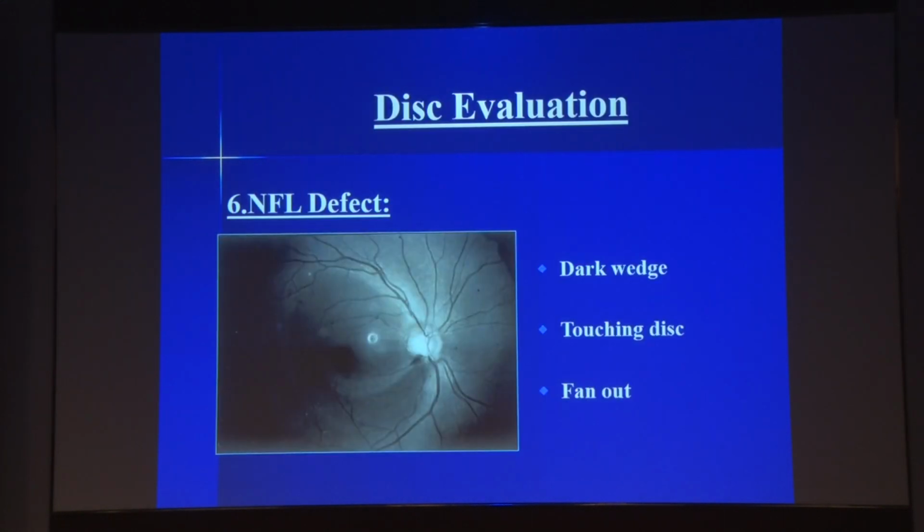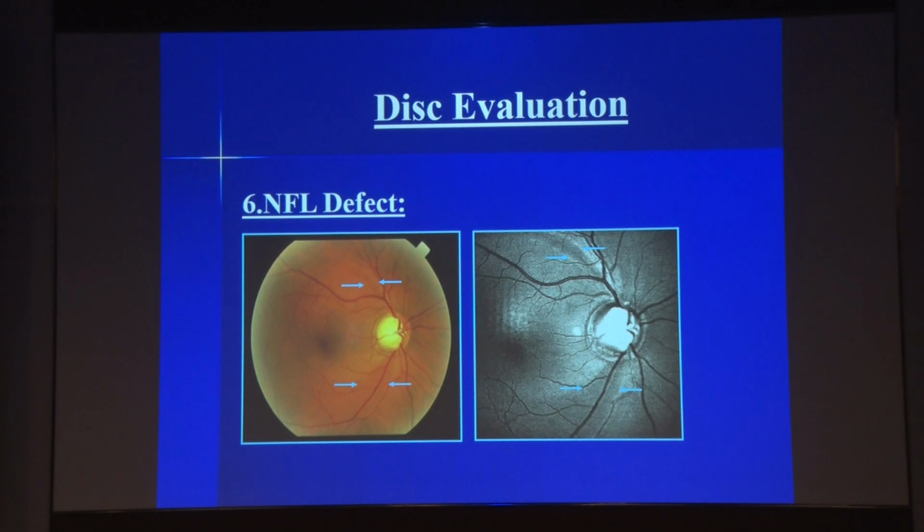So if you see the nerve fiber layer defect here, it is like a dark wedge. It is touching the disc. You see a hemorrhage here, touching the disc, and then it fans out into the periphery. And as I said earlier, if you see the glistening texture all around the disc, here the texture is missing. From here you look out into the periphery, then it is at that point that you try to understand this concept of nerve fiber layer defect carefully.